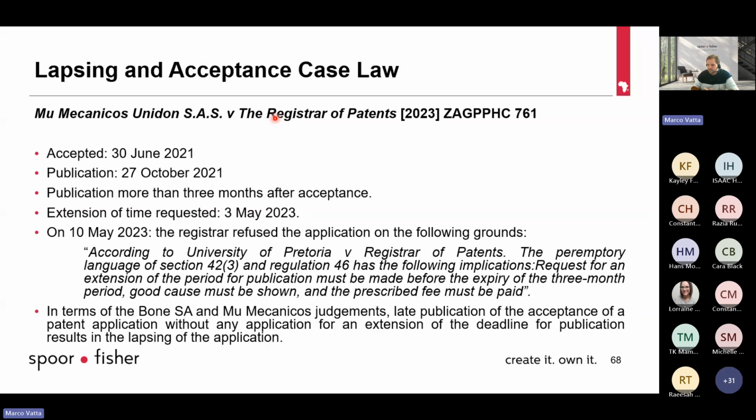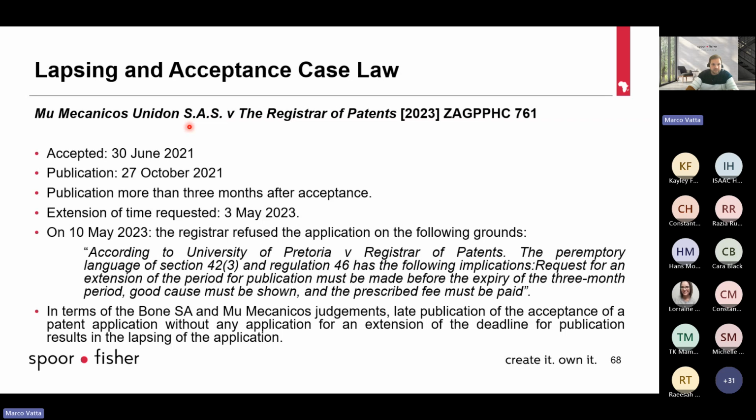Because in 2023, we have the judgments of Mu Mechanicos Unidos versus the Registrar of Patents. So this was not necessarily, in terms of the court, a case that I was involved with, but I was involved with the procedural aspects and administrative aspects of this application. It was a case that I had taken over from another agent in South Africa, and upon reviewing the case, noted that the case was not published in the Patent Journal timeously.